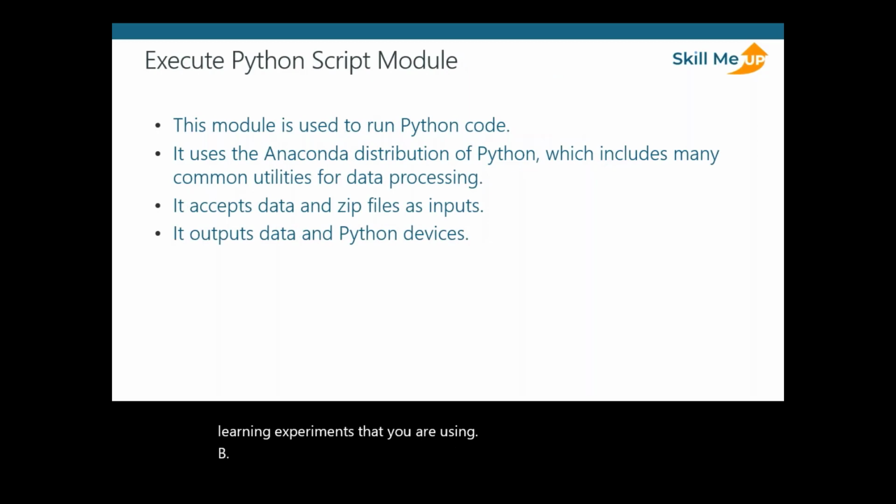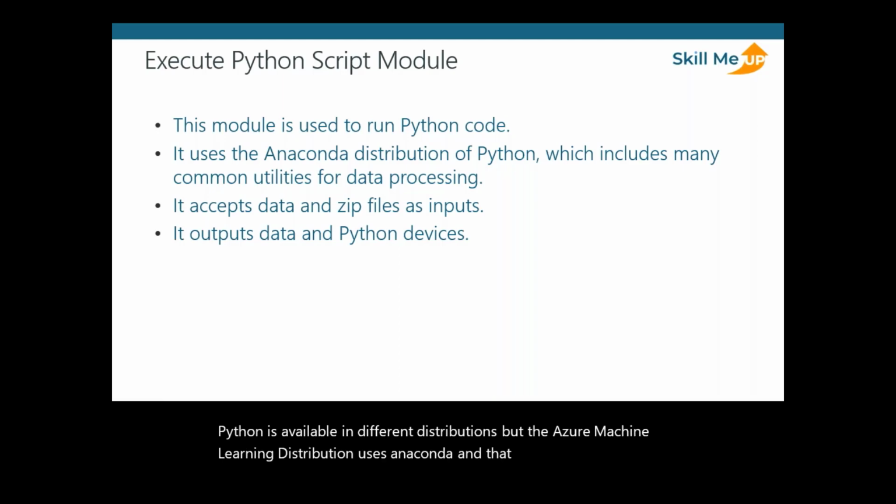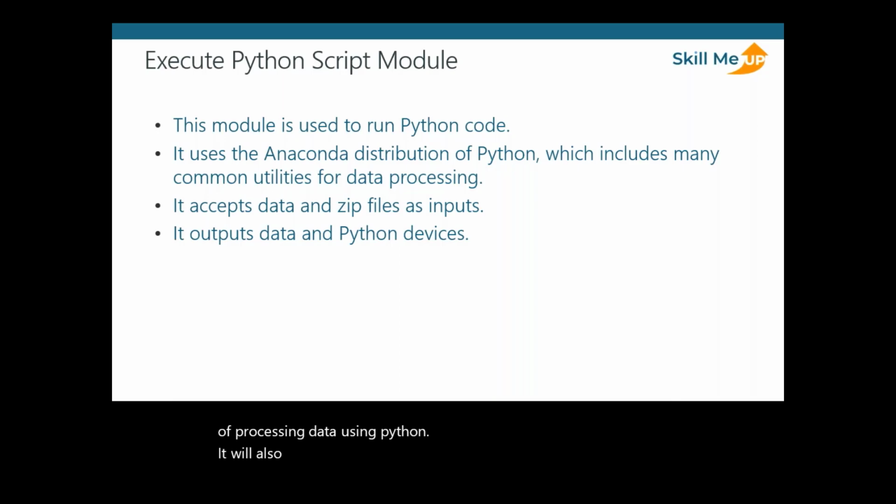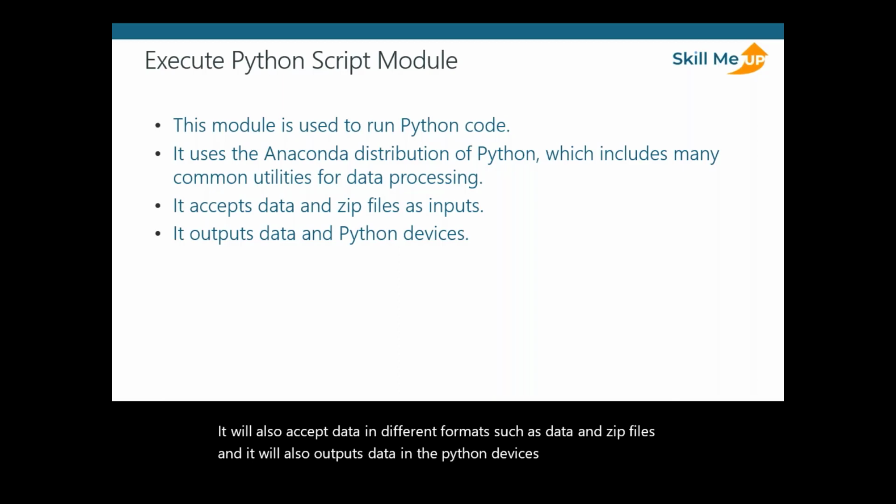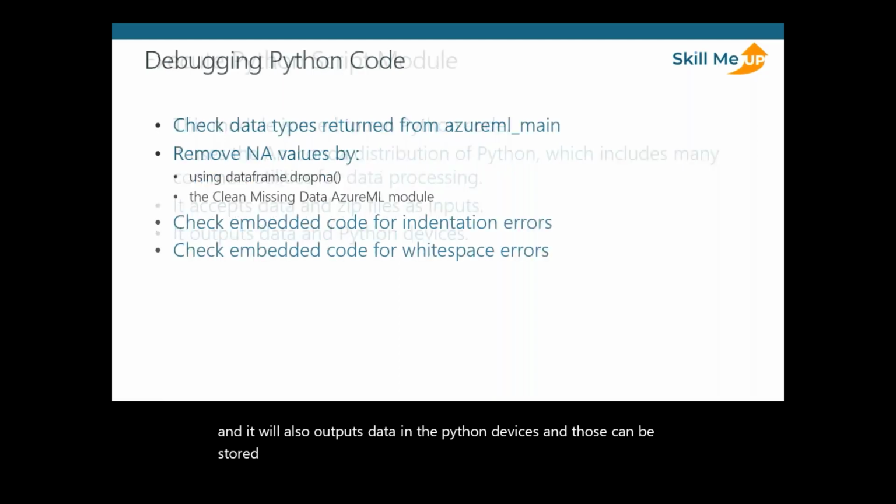We can also execute Python scripts. Python is available in different distributions, but the Azure Machine Learning distribution uses Anaconda, and that's a fairly common way of processing data using Python. It will also accept data in different formats, such as data in zip files. And it will also output data in the Python devices, and those can be stored in Azure Blob Storage as well.